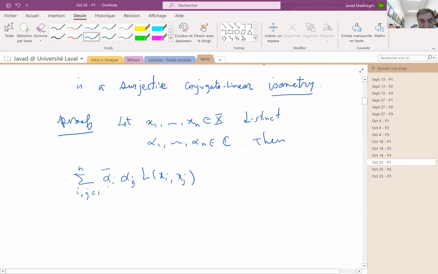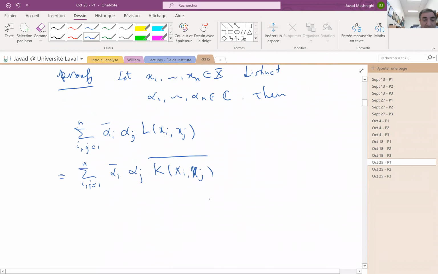And immediately we see that this is equal to the sum over i and j from 1 up to n of alpha_i bar, alpha_j, k of x_i and x_j. That's the definition, L is k bar. And now I take the bar out, meaning the sum over i and j, both from 1 to n, the whole thing bar.